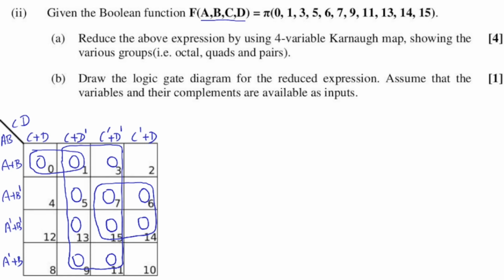Now let us reduce these groups. We'll start with the pair. And here again, notice the notation. Here we'll use capital M's. So we'll say M0 dot M1. And if you see over here, A plus B is common to both, so we'll get A plus B. And if we look at the top, D is changing state, so we'll take C.